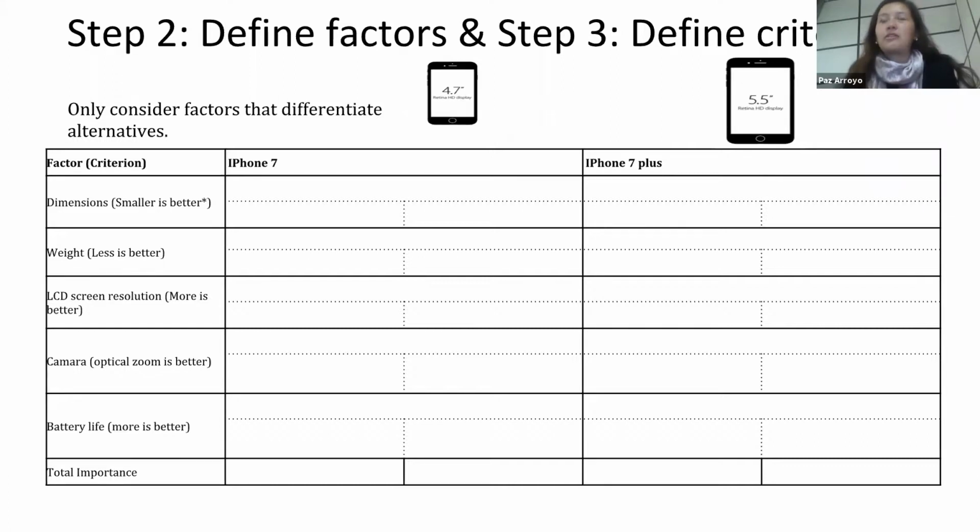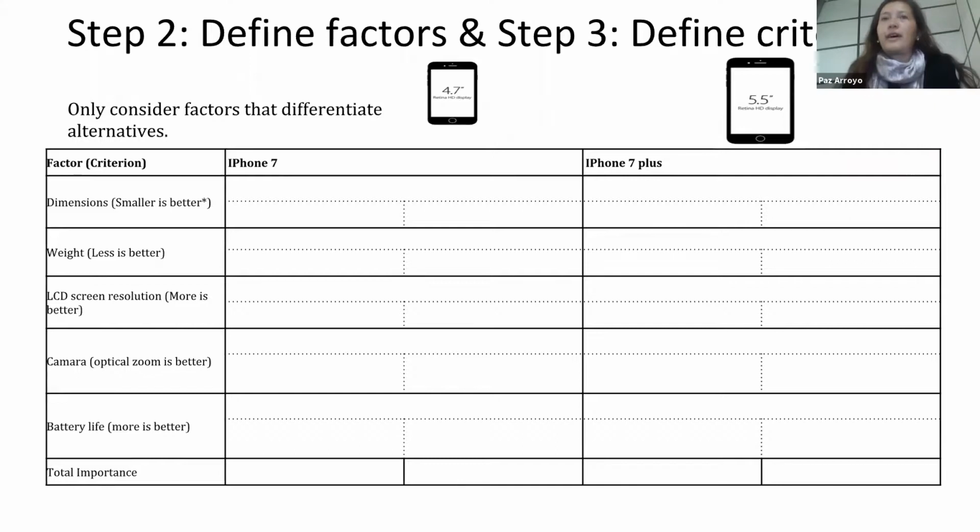So these criteria are not obvious, and if you're making a decision collaboratively with a lot of people, you need to figure out how you are measuring the criteria. How are you going to judge the alternatives? You need to be super explicit with the criteria. So weight: less is better. Screen resolution: more is better. In the camera, optical zoom is better, and it's something that it has or not. And battery life: more is better.